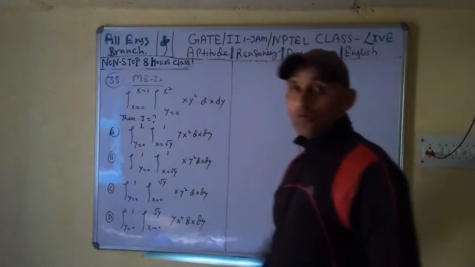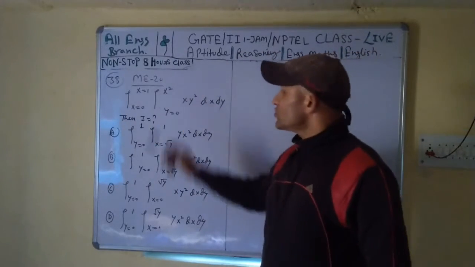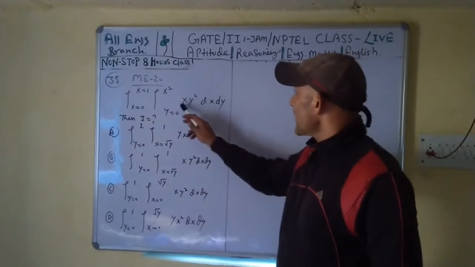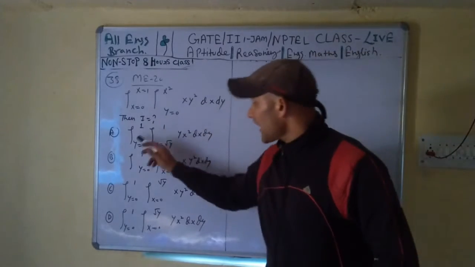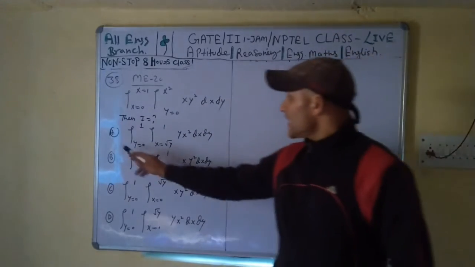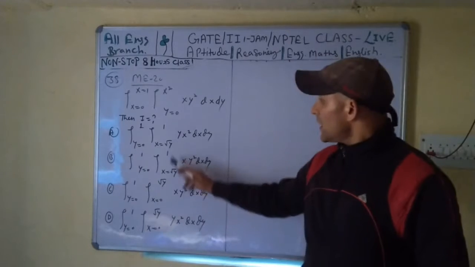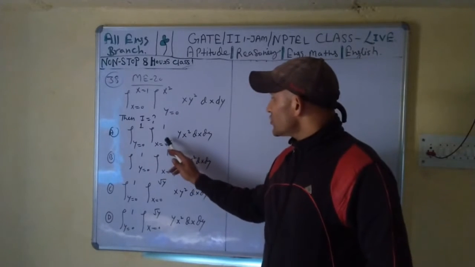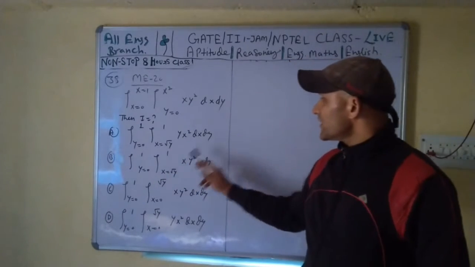Integration x is equal to 0 to x is equal to 1, y is equal to 0 to y is equal to x square, xy dx dy. Then I is equal to which one of this? A: y is equal to 0 to 1, and integration x is equal to square root of y to 1, y x square dx dy.